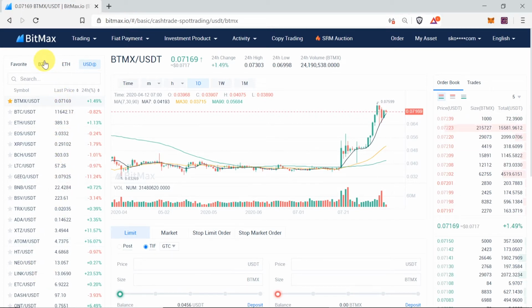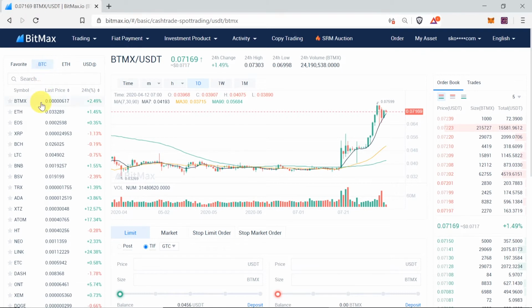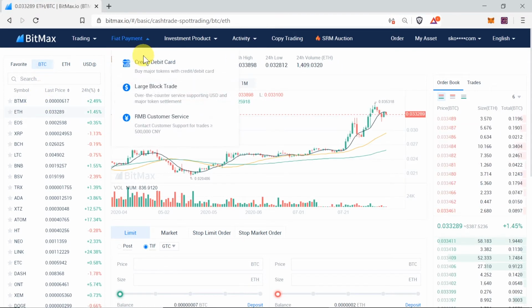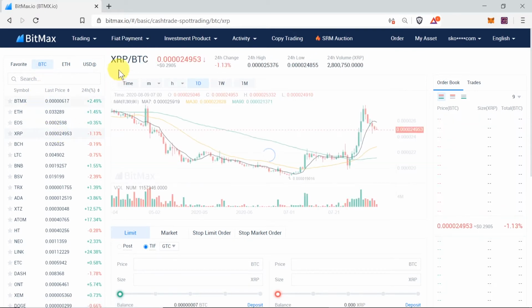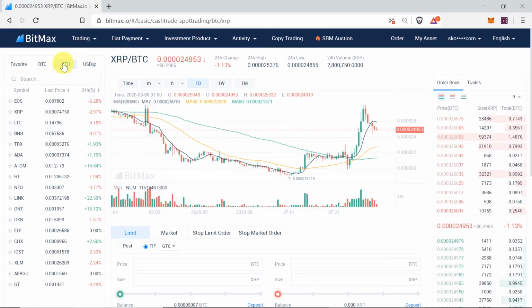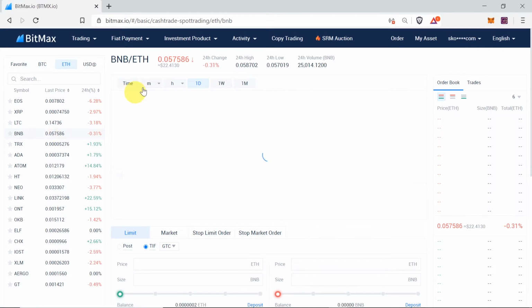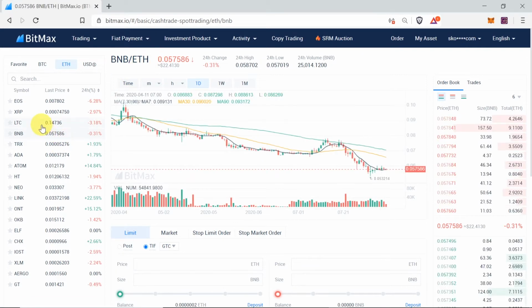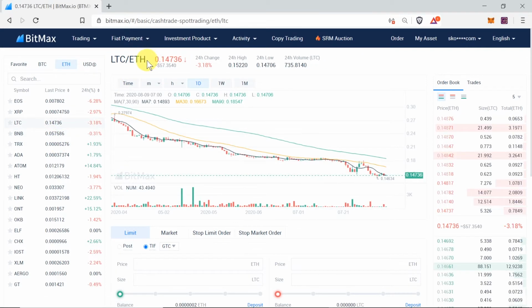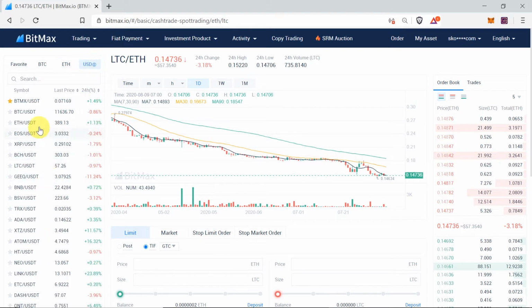On the left side we've got pairs based on Bitcoin. For example, Ethereum to Bitcoin or Ripple to Bitcoin, etc. And the next one is Ethereum-based pairs. So for example, BNB, Ethereum, Litecoin with Ethereum, etc. The third one is based on US dollar. So just choose whichever you prefer. I'm going to show you how to trade based on pairs with US dollar.